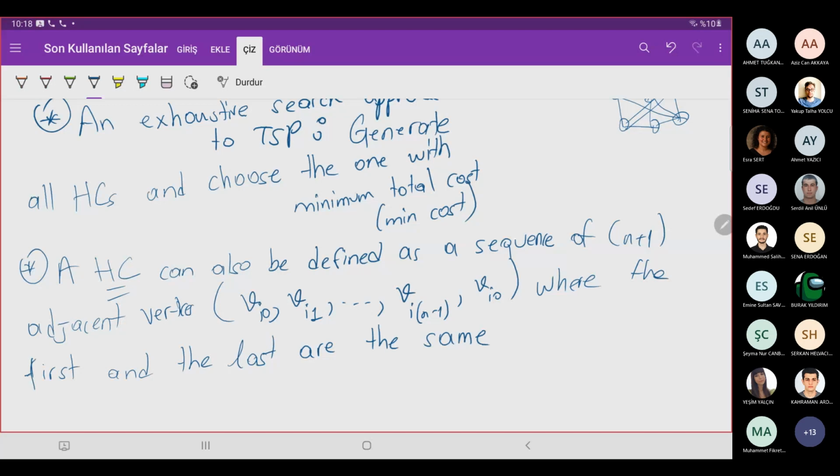The first and the last are the same because it's a cycle. I need to turn back to my original starting point. So that's why the first and the last are the same. And that's why I explain it with n+1 adjacent terms, because I need to pinpoint which one is the starting and also at the same time the ending point. Okay.